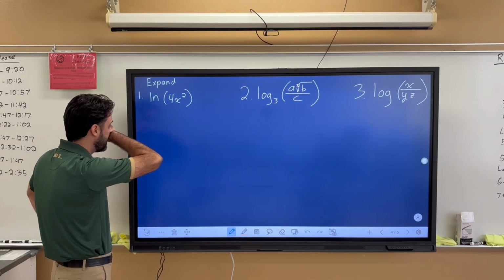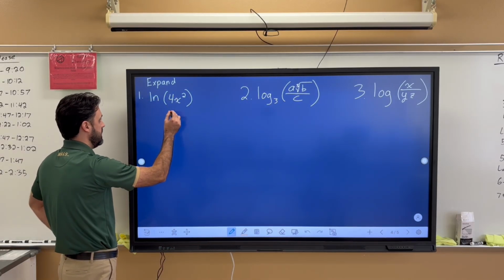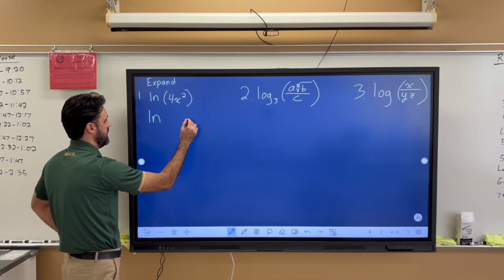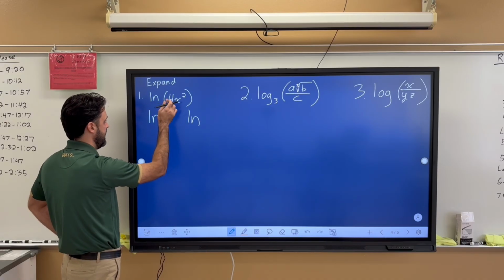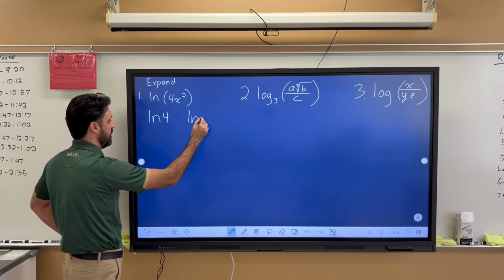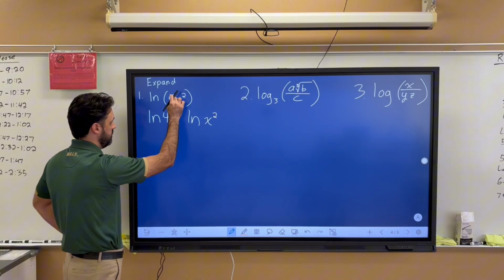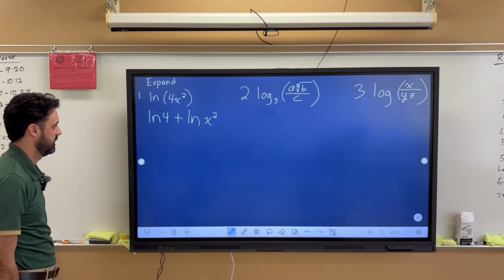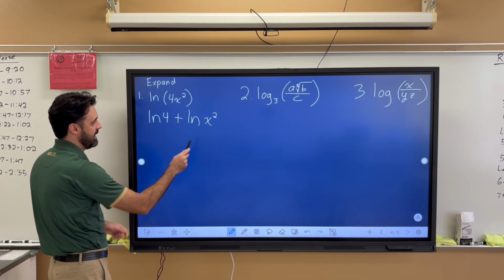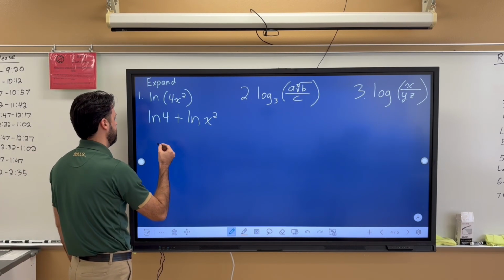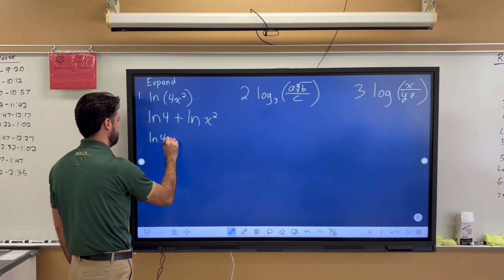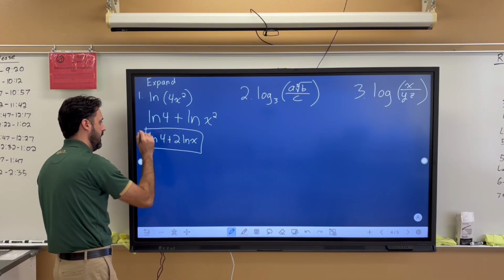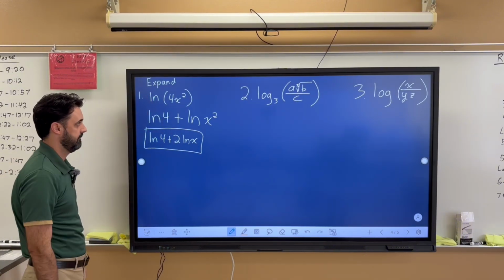So first question, we've got the natural log of 4 times x to the second. And so because we're multiplying inside the log, we're going to actually end up with two natural logs. So we're going to have the natural log of 4. We're going to have the natural log of x squared. And that multiplication turns into addition when we make it two separate logs here. One additional thing we could do, we have an exponent now inside of our log. And so we could bring that to the front of that term. And we could write it like this. Right there. And so that would be an expanded form of the original question.